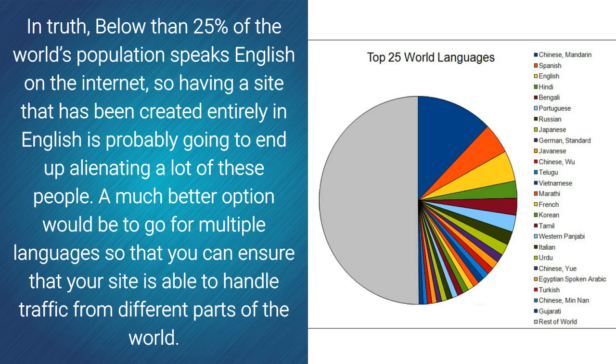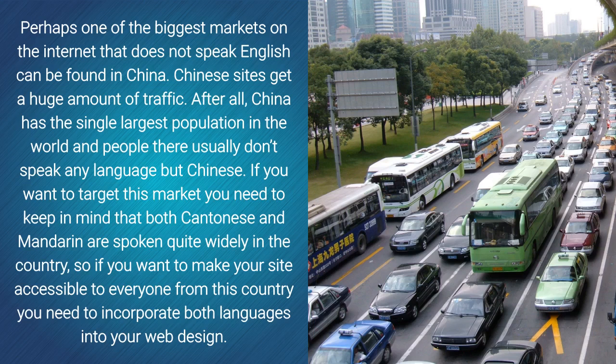A much better option would be to go for multiple languages so that you can ensure that your site is able to handle traffic from different parts of the world. Perhaps one of the biggest markets on the internet that does not speak English can be found in China. Chinese sites get a huge amount of traffic.